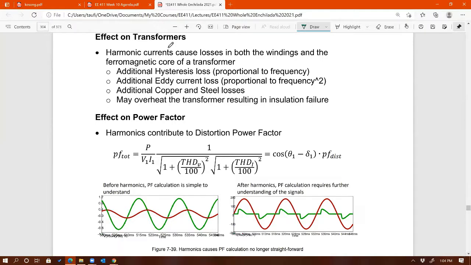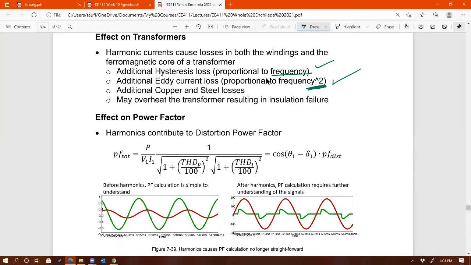The effect on transformers. Transformers are designed for 60 hertz. So when it sees higher frequencies, it will heat up, right? The reason being hysteresis loss and eddy current loss, right? Hysteresis loss is proportional to frequency, and eddy current loss is proportional to frequency squared. So that's more dangerous than hysteresis, right?